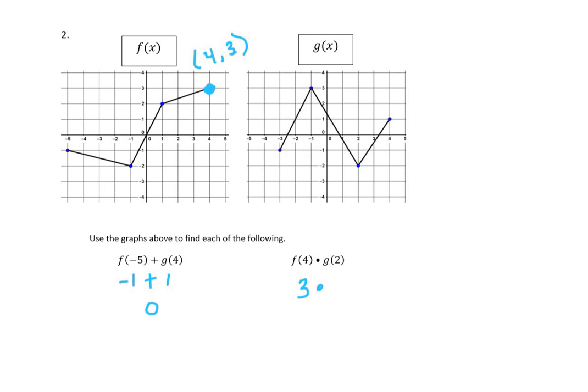And I'm going to multiply by g of 2. So I need to look over here on the graph on the right. I find 2 on the x-axis, and I have this point, which is the point 2, -2. So my y value is -2. So I have 3 times -2, which is -6.